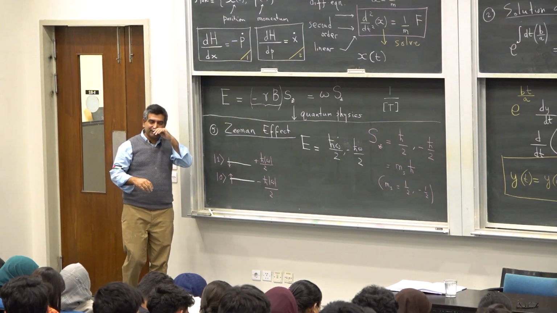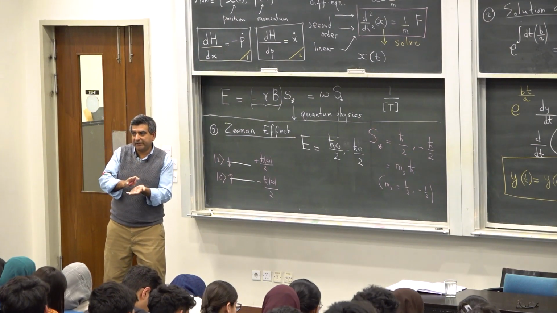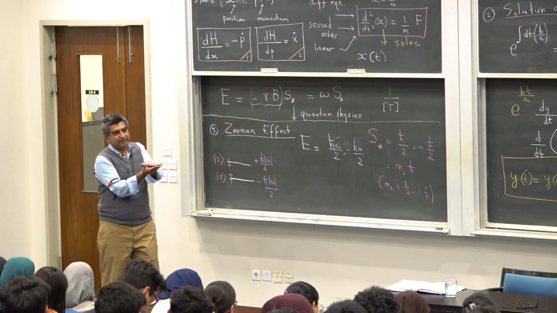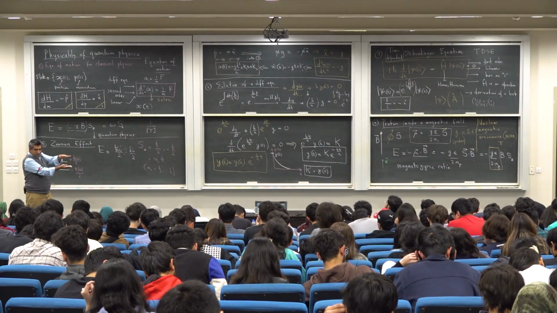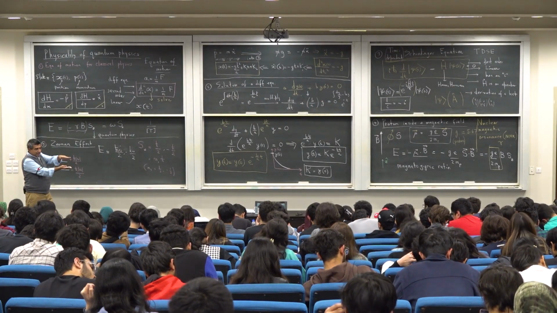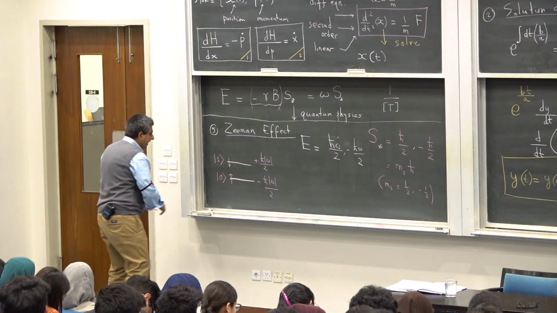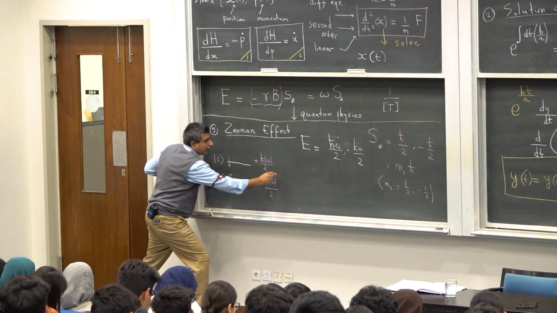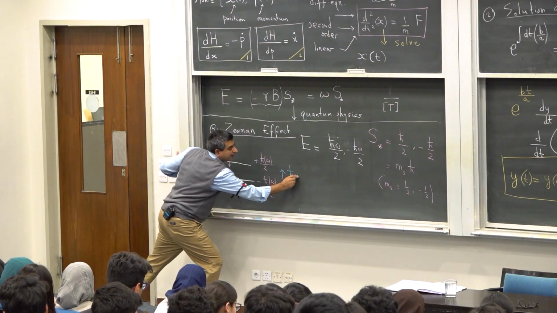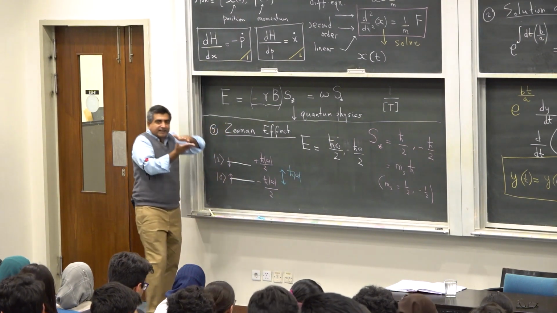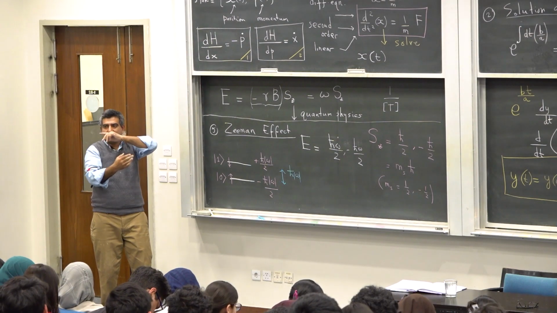So this is the Zeeman effect. The Zeeman effect is that when you place a spin inside a magnetic field, the energy levels are split. One becomes lower in energy, the other becomes higher in energy. How much is the gap? It's h bar omega. This is the gap between these levels. These levels are called the Zeeman levels.